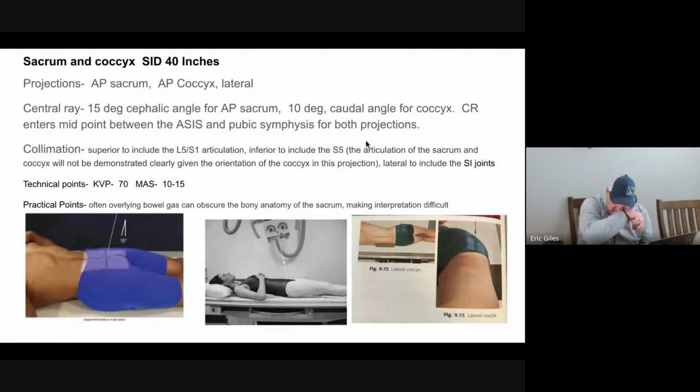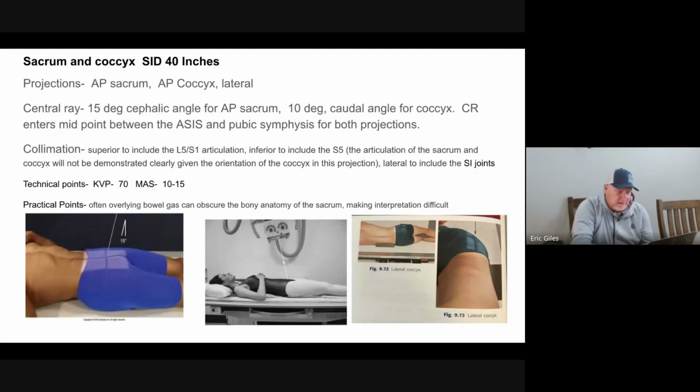So the lateral, to include the SI joints, pretty self-explanatory. We're going to shoot those at 70 kVp at 10 to 15 mAs, depending on the size of the patient. A bigger patient, you're going to double, quadruple your mAs. Practical points: often overlying bowel gas can obscure the bony anatomy of the sacrum, making interpretation difficult, and there's nothing we can do about that. If there's bowel gas or stool in the way, it's just what it is. We've done our part by taking the pictures.